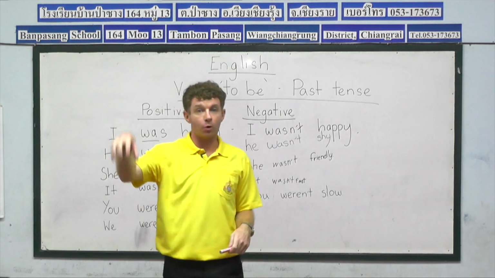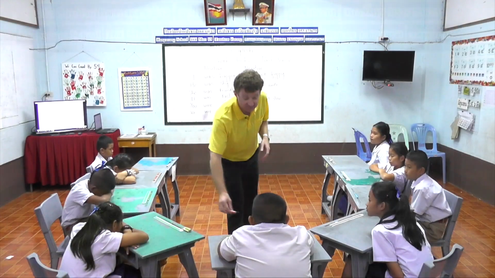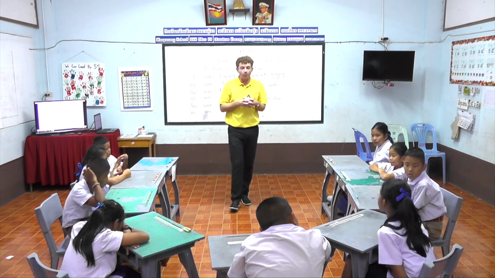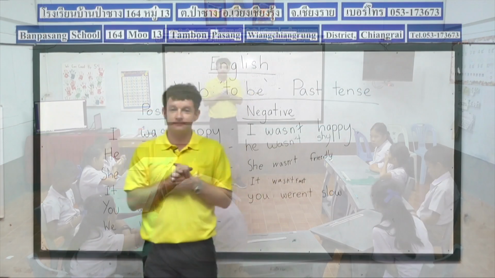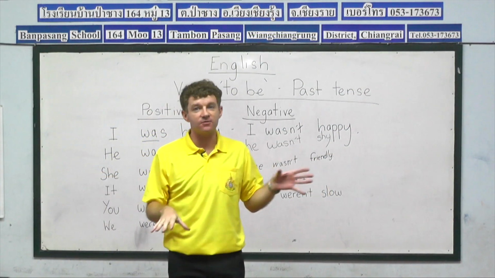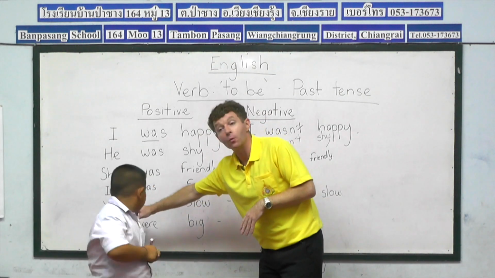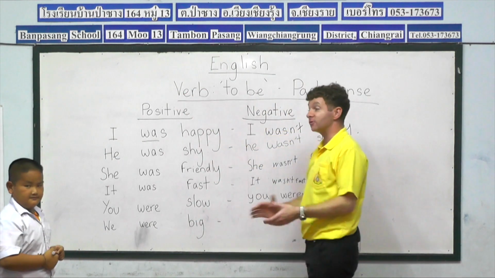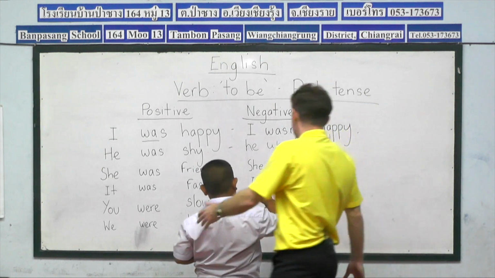Whether it's was or were, we still change it the same way. So who can help us this time, guys? Okay, let's open our eyes. Net, come and join me at the front. Net's going to help us turn our positive sentence into the negative. So one more time, guys, we have we were big. So Net, can you turn we were big into the negative form?